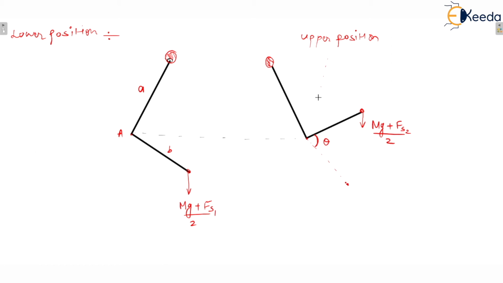Initially it was at this position, so this angle is also theta. That means when the sleeve arm moves by theta angle, the vertical arm will also move by theta angle, because both are rigidly attached and there is no relative motion between both the arms.